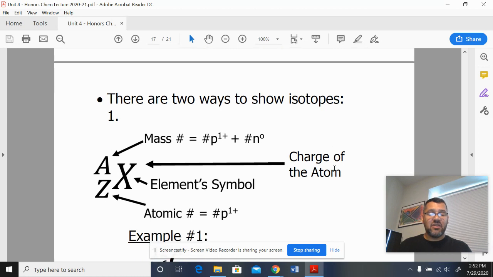Now, there's a couple of ways that we can show that. One way is this method, which you'll see a lot. It shows the element's symbol, whatever it happens to be, and then the mass number up on top as a superscript, and then the atomic number Z as the subscript. Okay, and remember, the atomic number is the number of protons, the mass number is the protons plus neutrons, and all the way on the top right is where you show it if the atom has a charge, which we'll get to. Okay, so mass number on top, atomic number on the bottom. Okay, and I'm going to come back and show you a couple of examples.